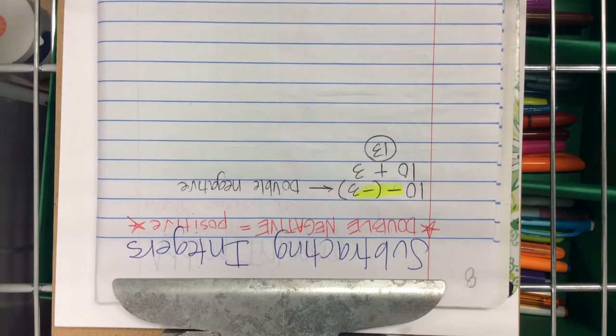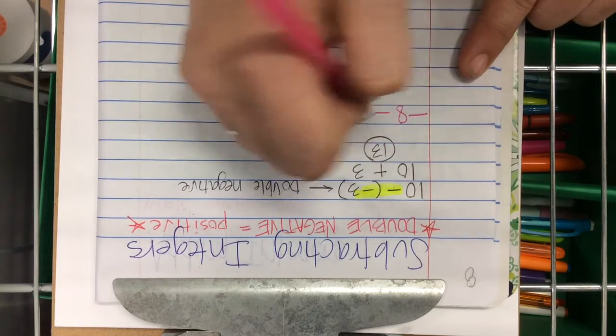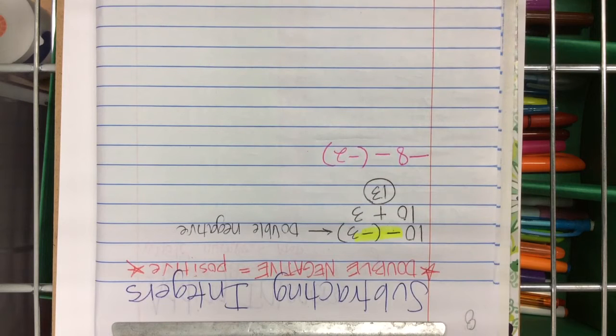Let's try a little bit harder. Because now you're like, what if there are 3 negatives, Mrs. Long? Here are 3 negative signs, right? I mean, one of them's a minus sign, I get it. But there are 3 symbols that mean negative or smaller.